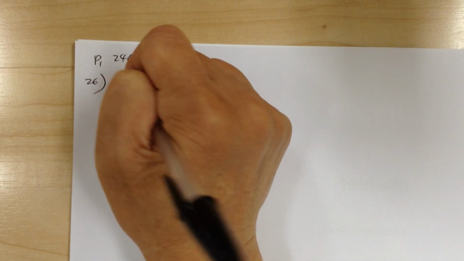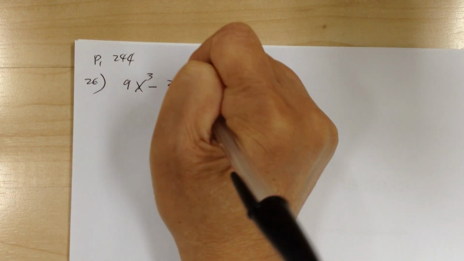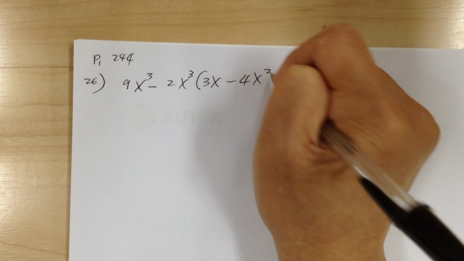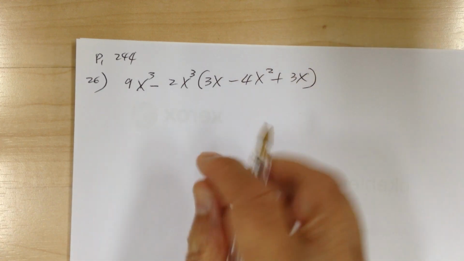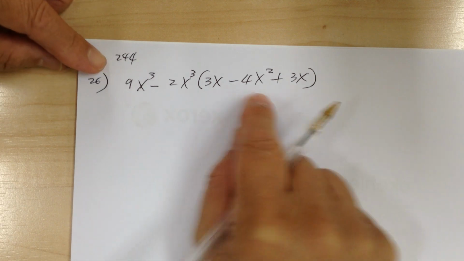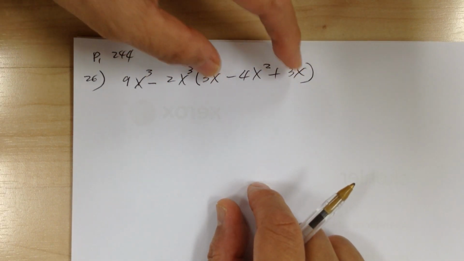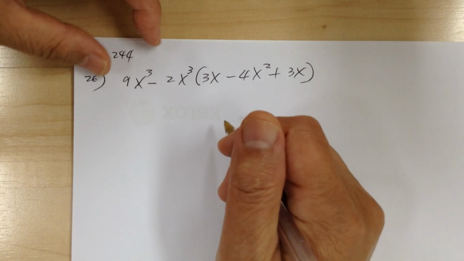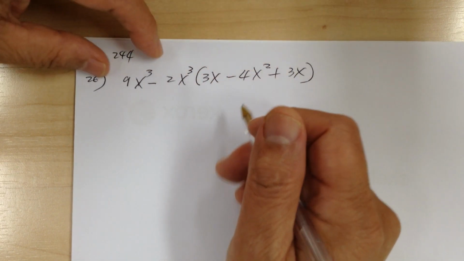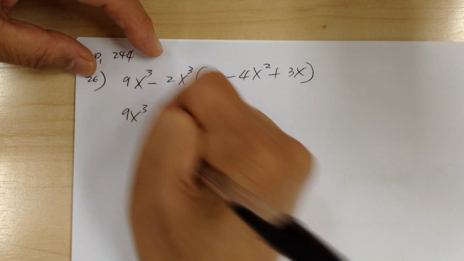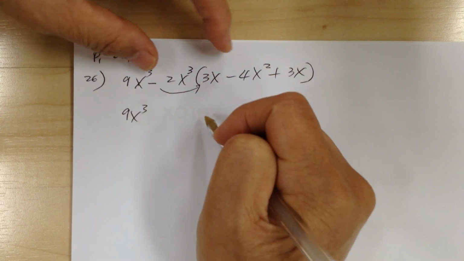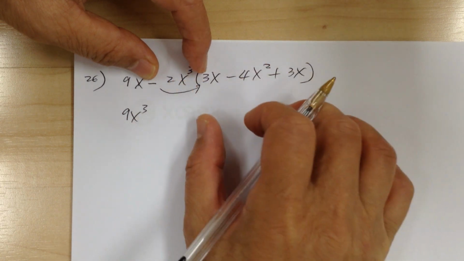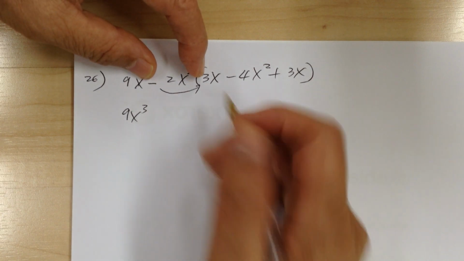Okay, you have 9x cubed minus 2x cubed times 3x minus 4x squared plus 3x. Okay, so again, you have to do the parentheses first. Your first priority is parentheses. There's a big temptation to subtract these, but do not do subtractions. Subtraction is your last priority. You have to do the parentheses first. So let's leave this alone and go and distribute. So negative times positive. Again, your first priority is your parentheses. You have to undo the parentheses first by multiplying out. So negative times positive is negative.